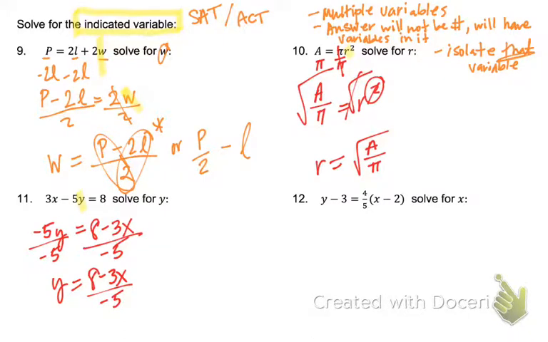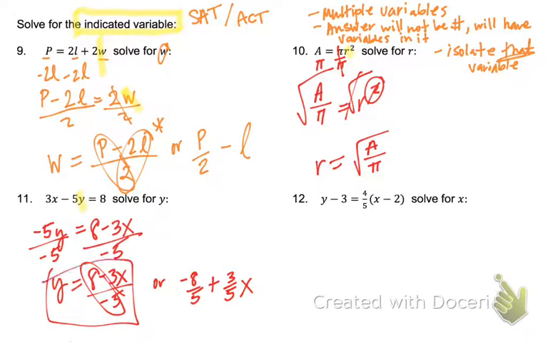So you've got negative 8 over 5 plus 3 over 5x. Or it could be flip-flopped, 3 over 5x minus 8 over 5. Either way, but you could certainly just leave it like this, or these could be switched. There's several variations of this one that you could do.